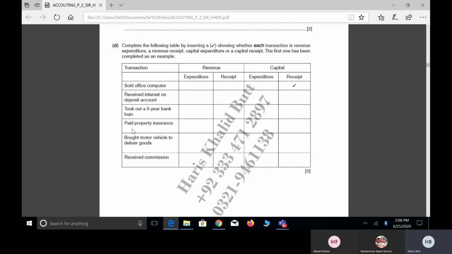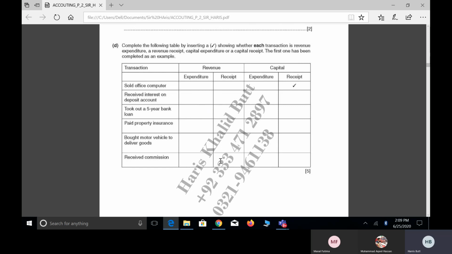Then paid property insurance, that is revenue expenditure, an expense. Bought motor vehicle to deliver goods, that is capital expenditure because a motor vehicle is a non-current asset. Received commission is a revenue receipt because it is an income statement item and it is also an income. It comes in the income statement.